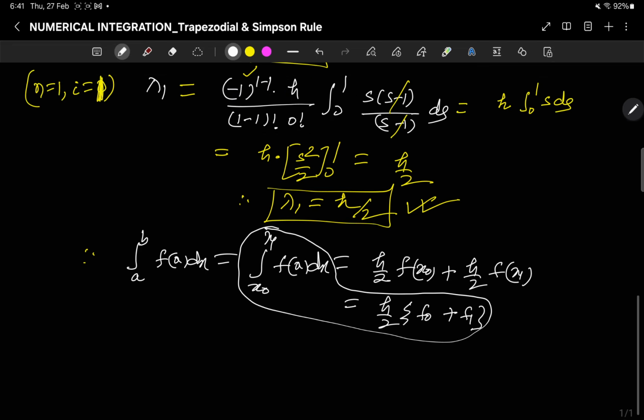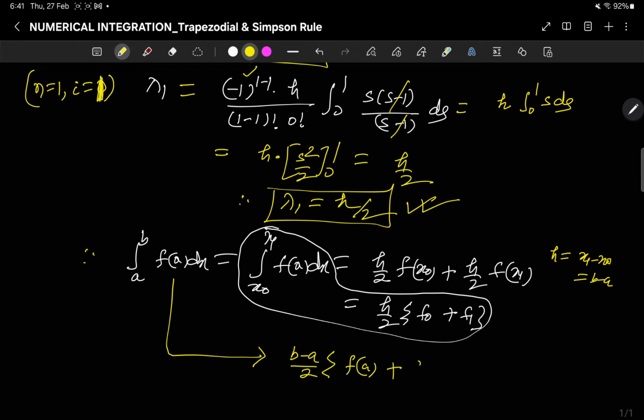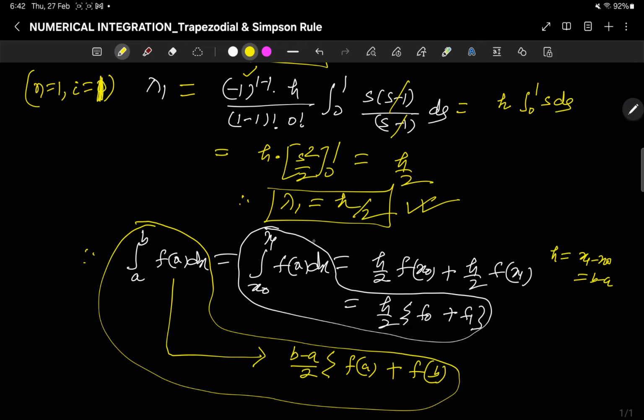If we want to write it in terms of a and b, then h will be simply this gap, the gap of x1 minus x0. This is my b minus a. So I will be able to write it as (b minus a) by 2 times [f of a plus f of b]. Or I may write it in this way. And it is better we write it in this way so that we can extend it towards the generalization.